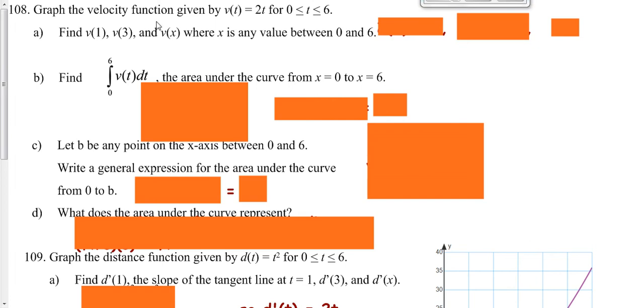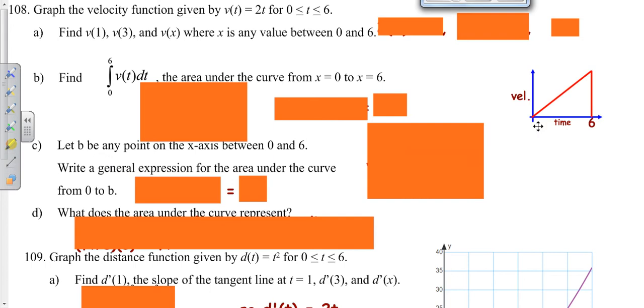It says to go ahead and graph your velocity function. So you draw your axes. Label your axes. We know it's a line, slope of 2, y-intercept of 0. We're graphing only from 0 to 6, so it would look like this here. Now it wants you to go ahead and find your velocity at 1.